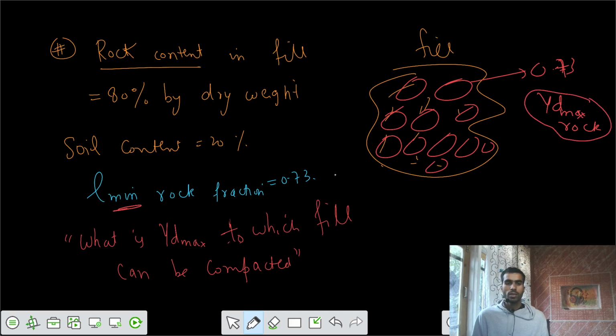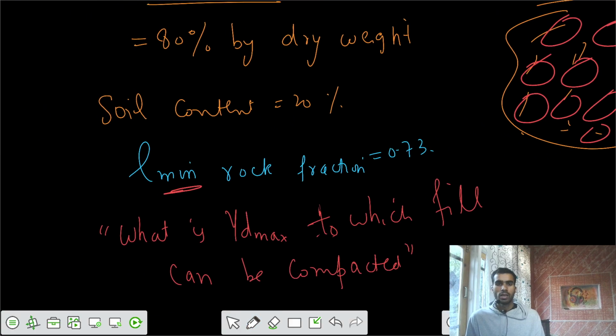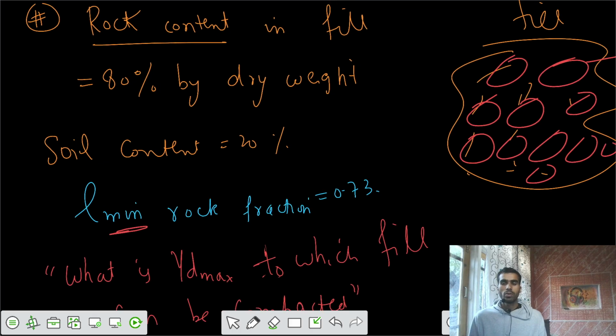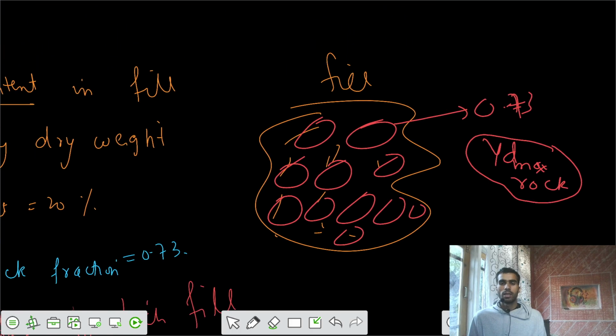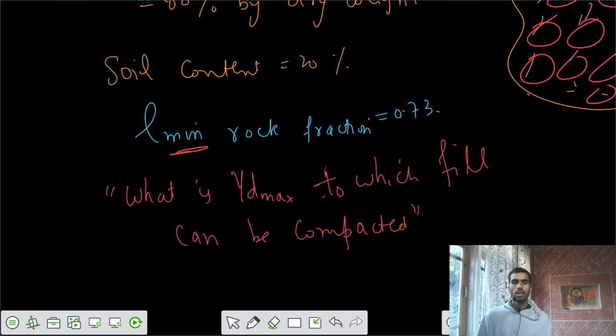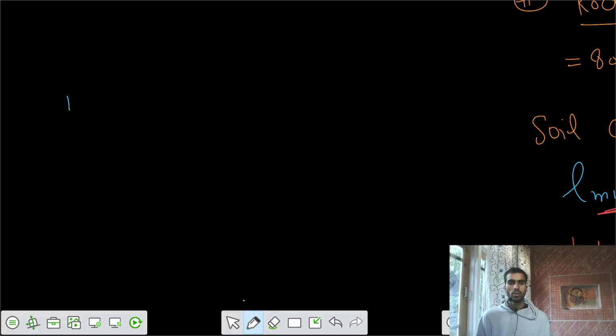So we need to see whether there is any data given for the soil. Then we have to say what is the net effect of those two on the final density of the fill. Let's see whether any data is given for your soil also. One more statement might be there.